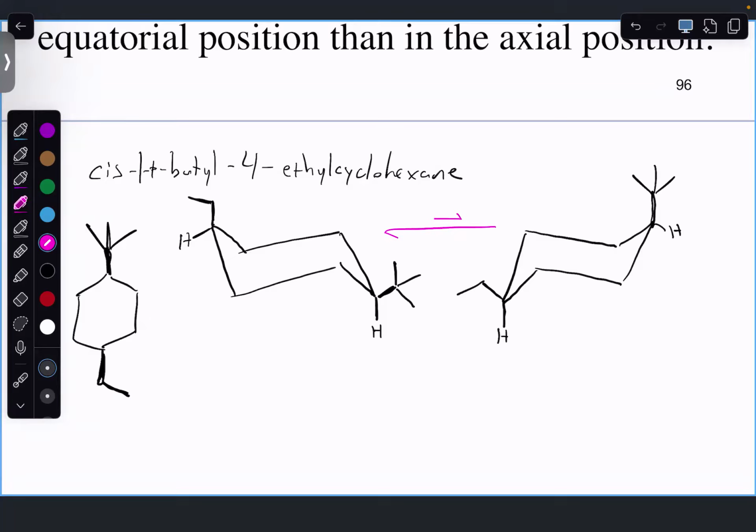Out of curiosity, what happens on the off chance that it's ethyl on both ends and they are opposite, one axial and one equatorial? They'll both just be the same. Yeah, that would be pretty much of equal energy, and that would spend equal time in both chair forms.